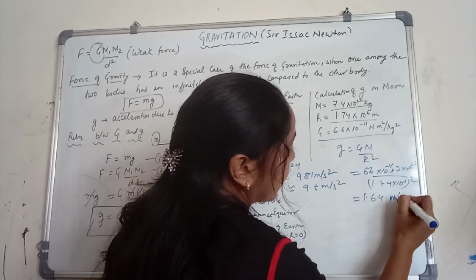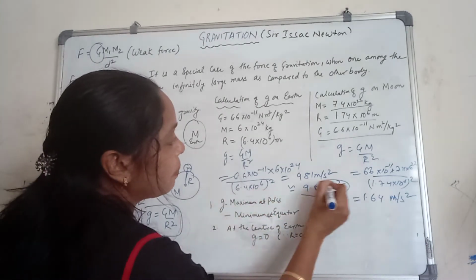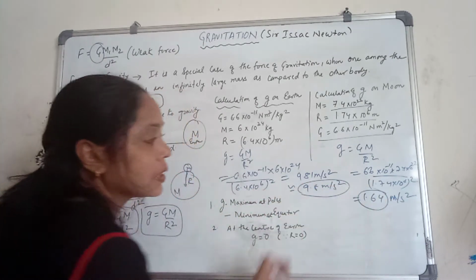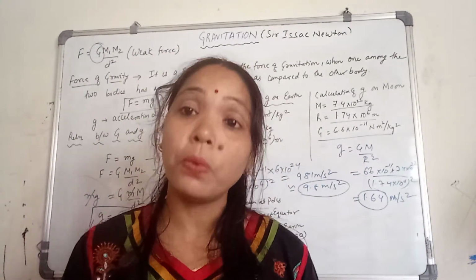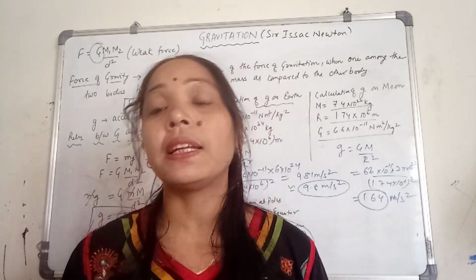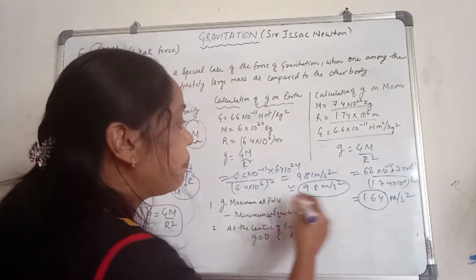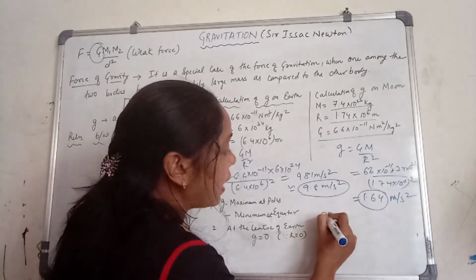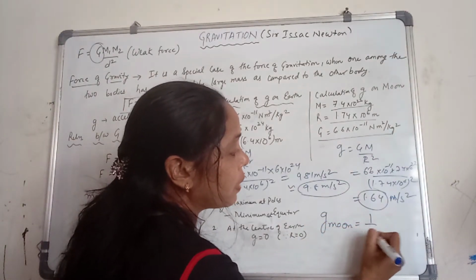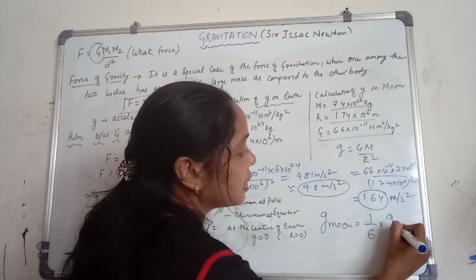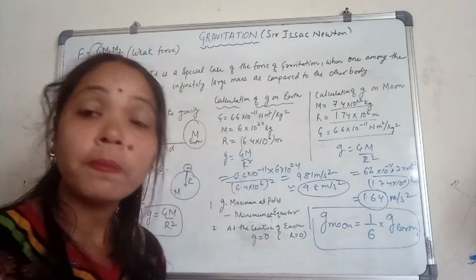meter per second square. Now if you see both values, this is 9.8, this is 1.6, which one is less? Yes, acceleration due to gravity on the moon is very less than the acceleration due to gravity on earth. So if we compare these two, we can write acceleration due to gravity on the moon is always 1/6 of the acceleration due to gravity on earth. This is a very important relation.